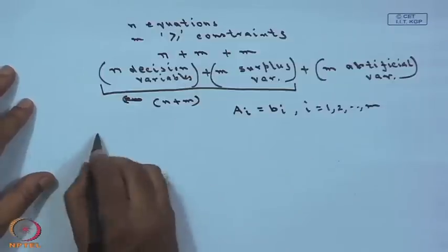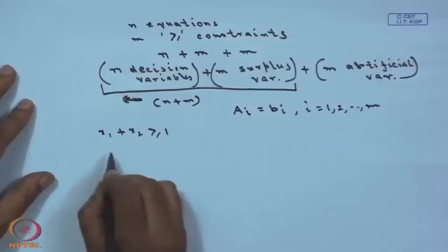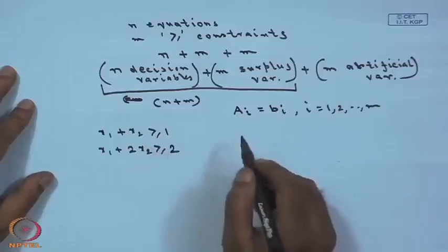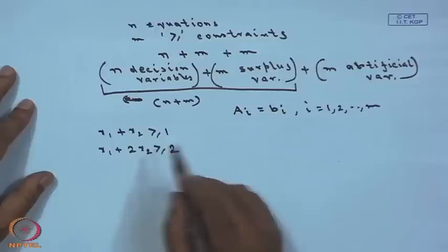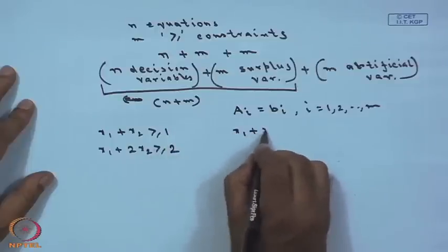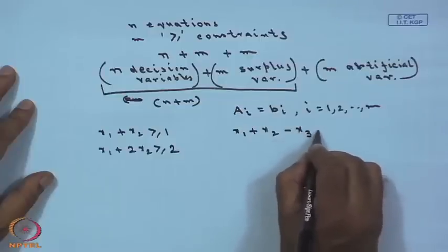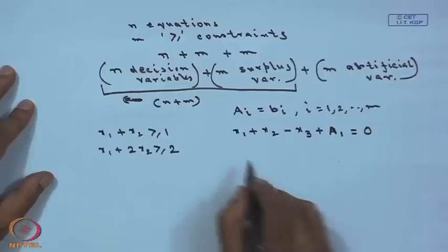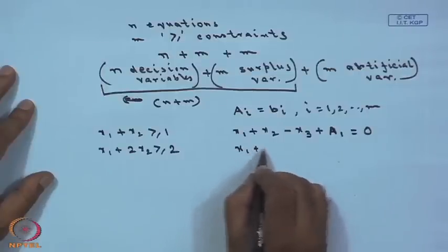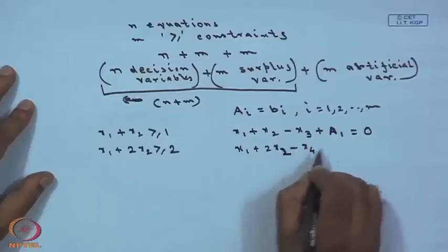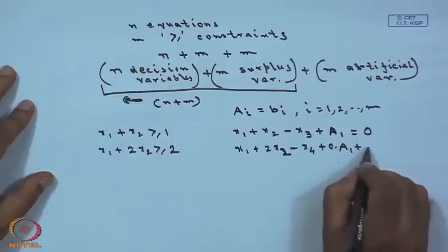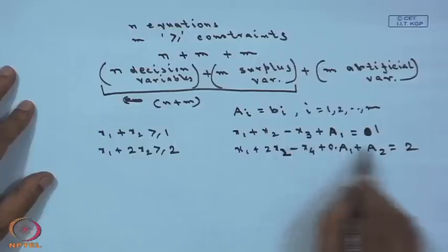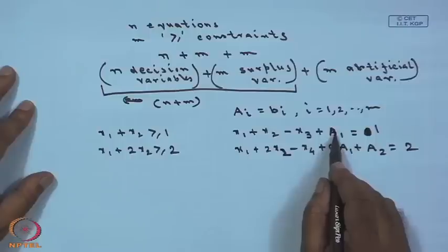To make it simpler, for the above problem, x1 plus x2 greater than or equal to 1 and x1 plus 2x2 greater than or equal to 2, I have to introduce one surplus variable and one artificial variable, say a1. The second constraint will be x1 plus 2x2 minus x4, with its own artificial variable, equals 2, and the first equals 1. Your equality constraints will be something like this.